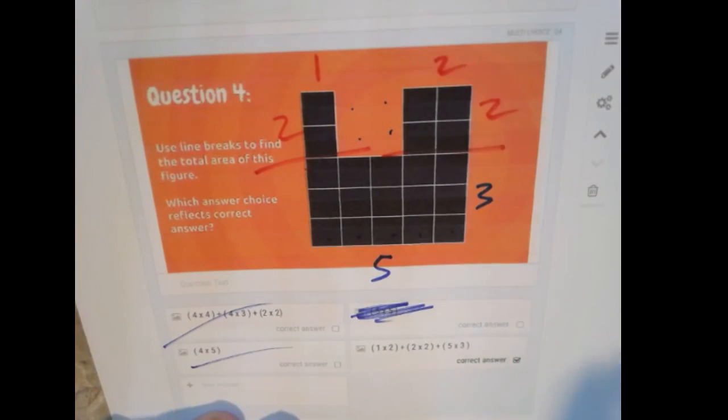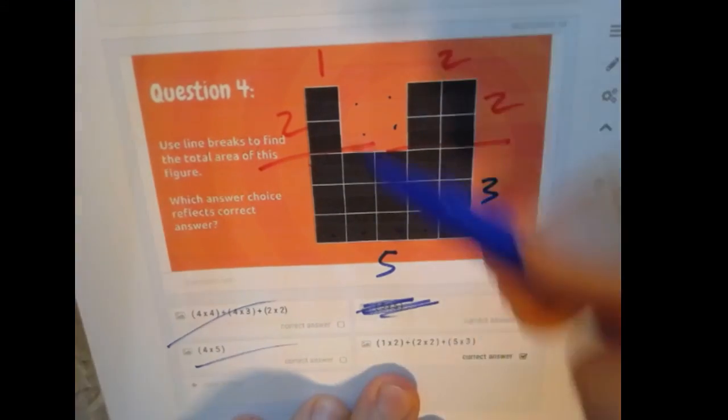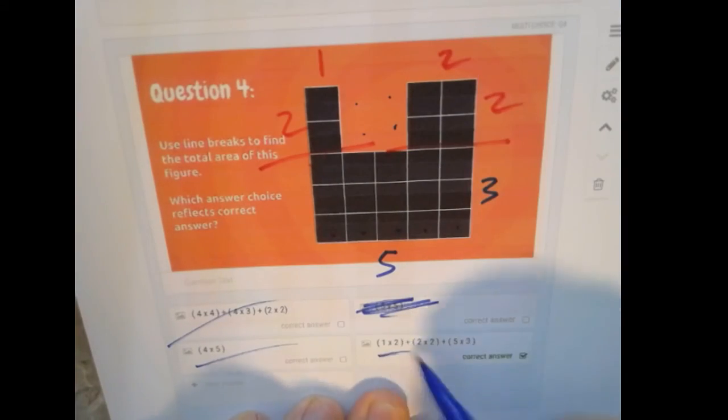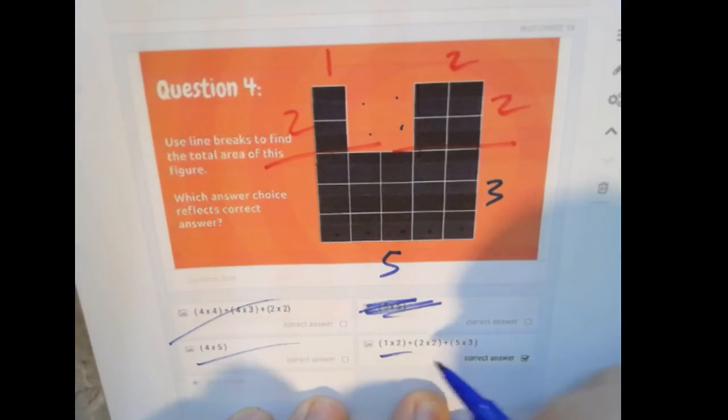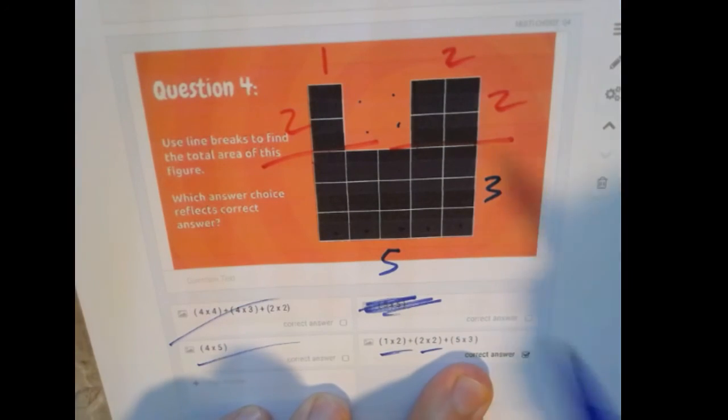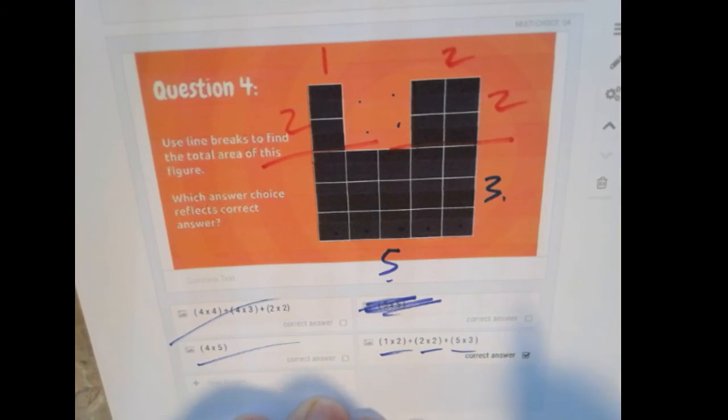4 by 5, that doesn't make sense. Hopefully this one works. 1 times 2. Here's another 2 by 2 block to satisfy that. Now what about a 5 by 3 block? 5 by 3. And that's our correct answer.